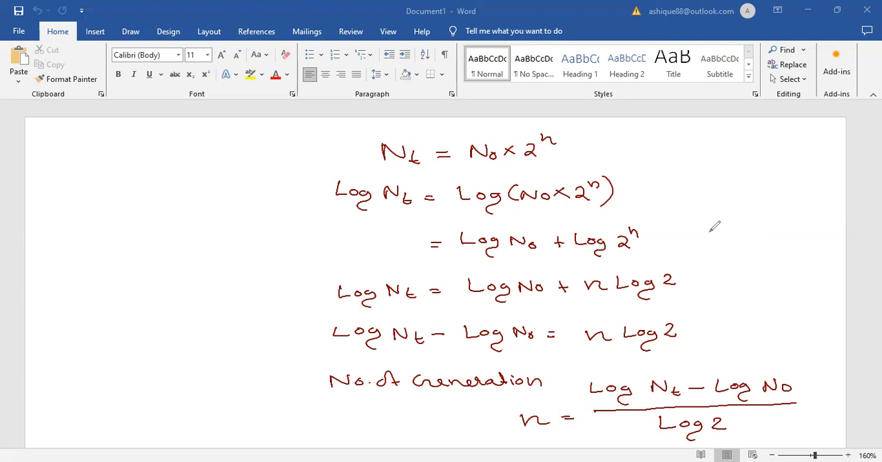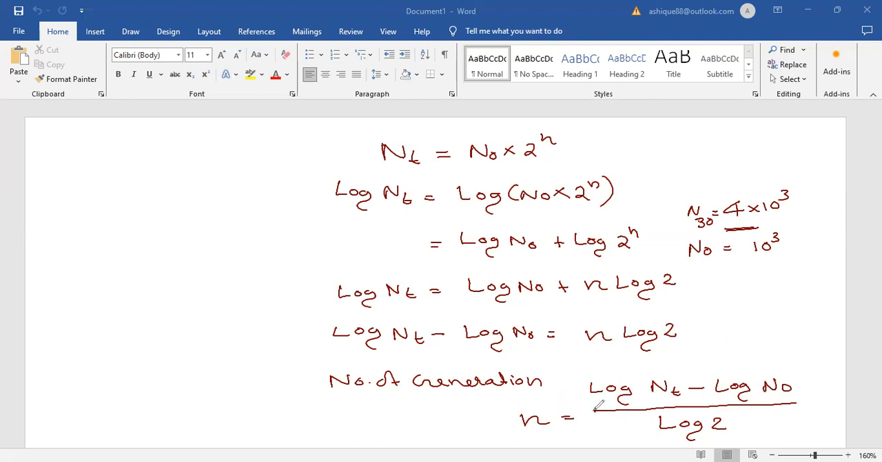For example, the number of generations at 30 minutes. They are already given: at 30 minutes, N30 is equal to 4 into 10 raised to 3, and N0 at the 0th time is 10 raised to 3. Only this is enough. So at 30 minutes, what is the generation number here? What is the N here? That you can easily find out by applying this formula.